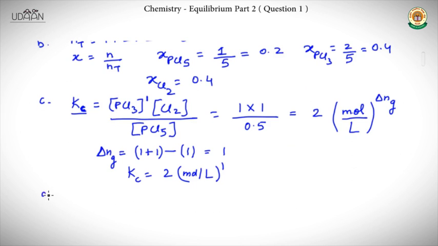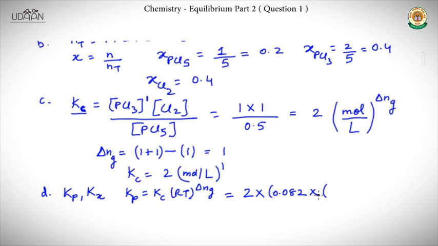Now we come to part D, where we need to find out Kp and Kx with their units. We know that Kp is equal to Kc into RT raised to the power delta Ng. In the previous part, we found the value of Kc, which is 2. We know the value of R, which is 0.082, and the temperature, which is 600, but we need to put it in Kelvin, so we add 273. And delta Ng is 1. So the value is 143.172, and the units are atmosphere raised to the power delta Ng, which is 1.